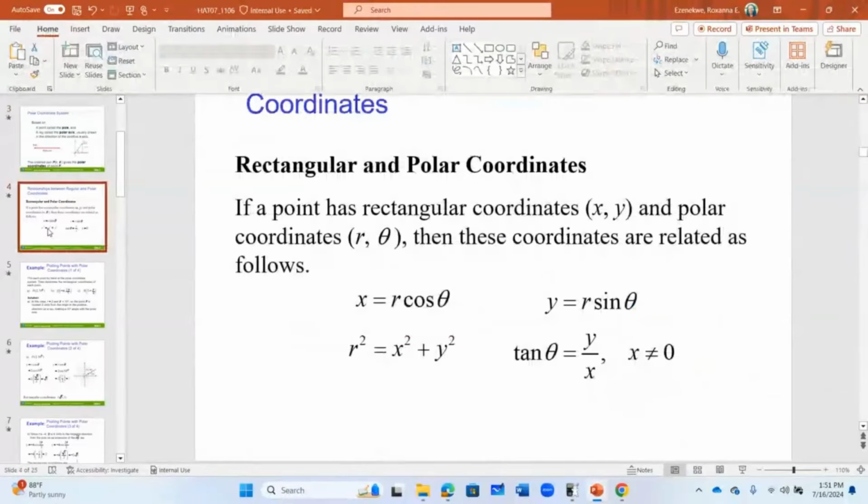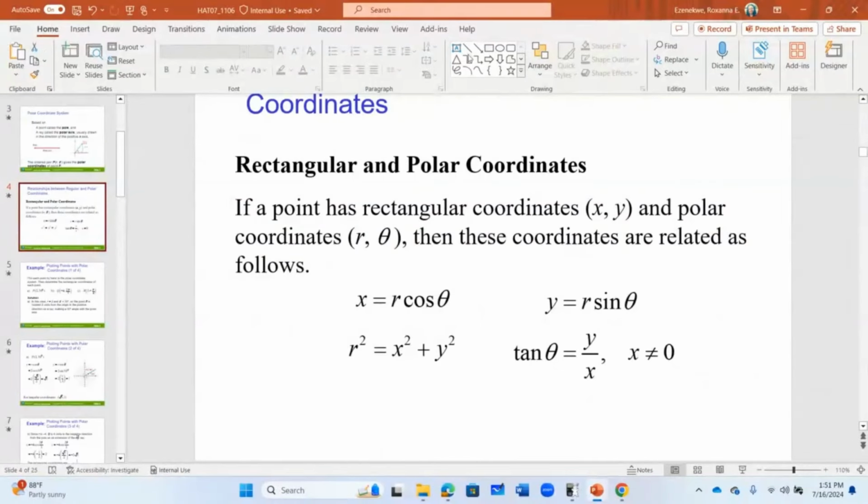When you go over here, there are things you need to know. r squared, the radius squared, is x squared plus y squared. The horizontal part is r cos theta. The vertical part is r sin theta. The same thing with arctangent, the angle: you get the angle.